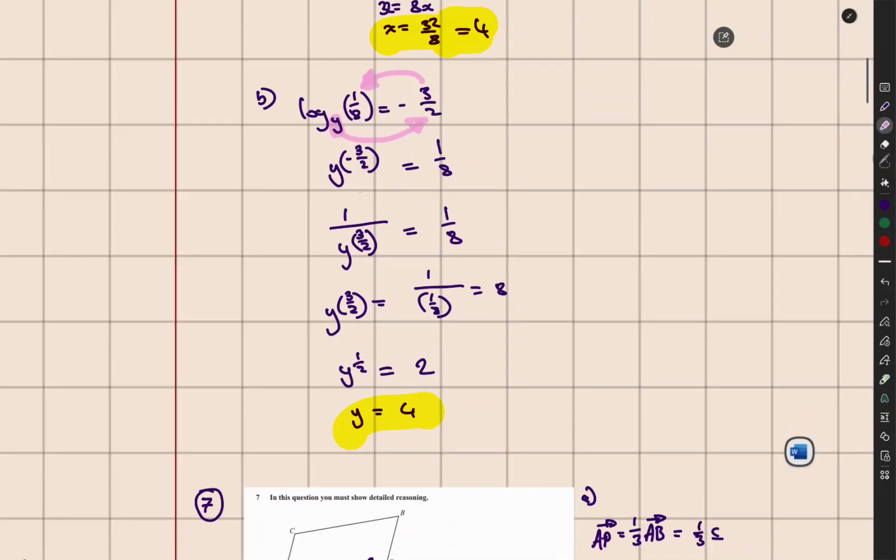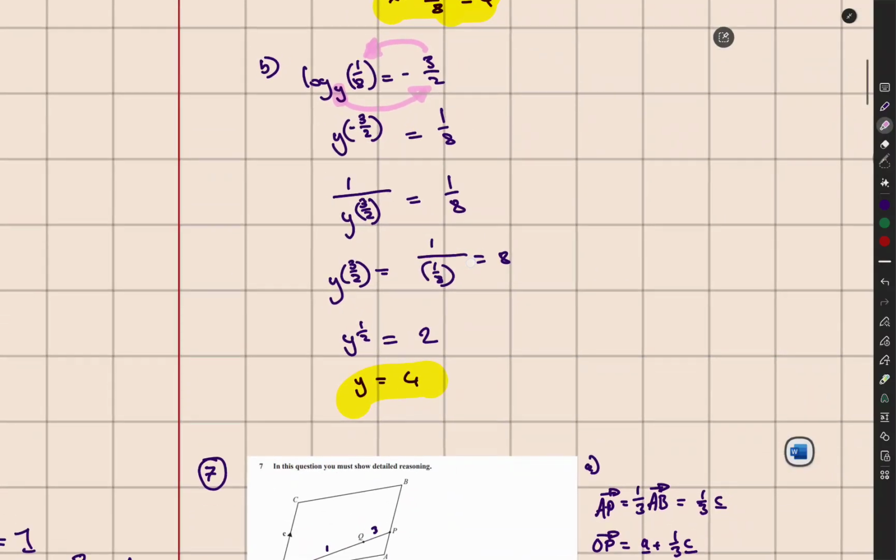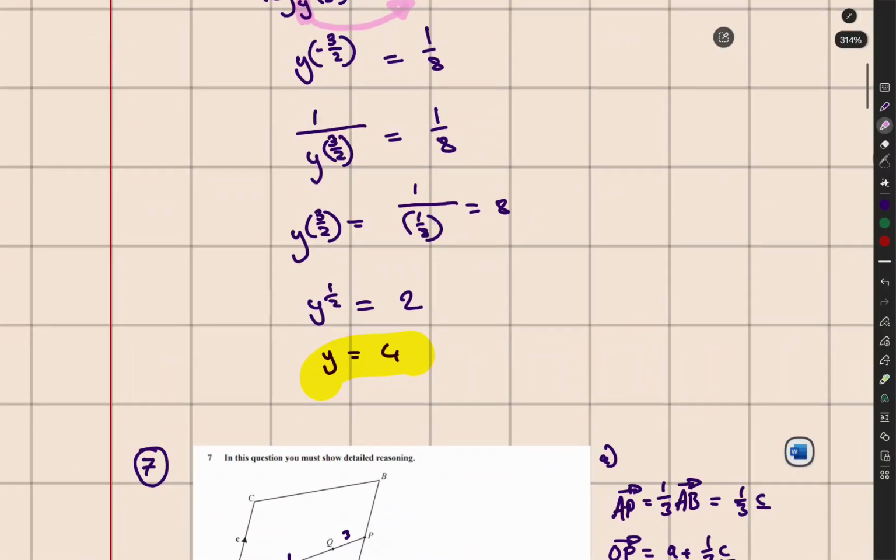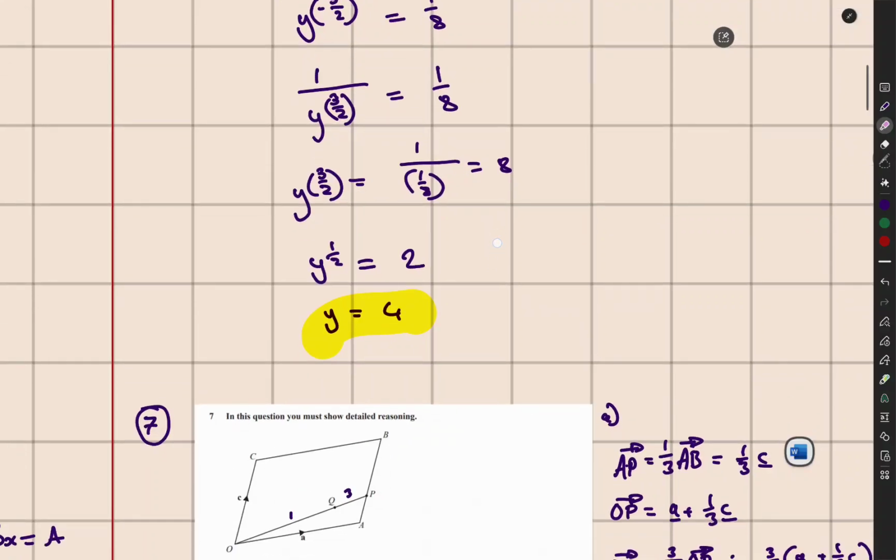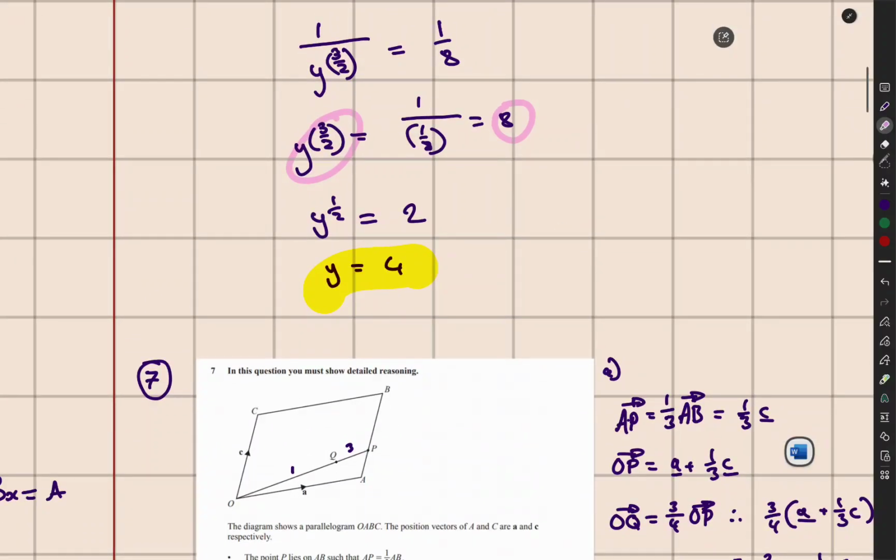Rearrange this. I know I've got a negative power here, so I can do 1 over that, get rid of the power. Now these are both over 1, so 1 under 1. Then from that I can use the reciprocal of both of those and say that this is just equal to 8. And lastly, I can say y to the power of half is equal to 2. So the square root of y is equal to 2. I can just square both sides and I get this.